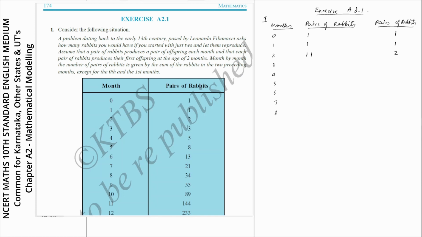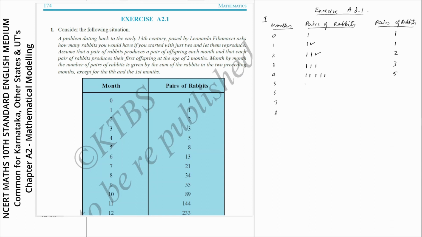Now coming to the third month, these 2 pairs of rabbits will be there as it is, but the first pair is now more than 2 months old, so it will give birth to another pair of rabbits here. So in the third month there are totally 3 pairs of rabbits. Now again coming to the 4th month, these 3 pairs will be there as it is, but these 2 pairs are now 2 months old or more. Therefore they will give birth to another 2 pairs of rabbits. So totally there are 5 pairs of rabbits in the 4th month.